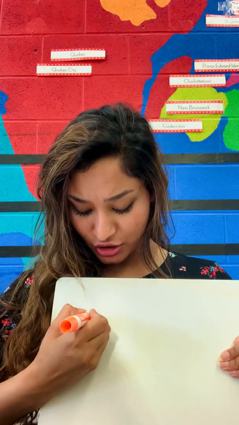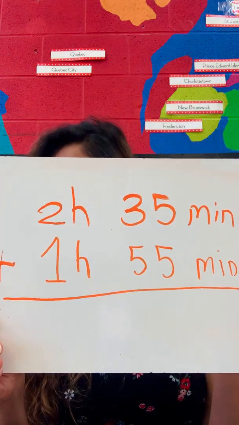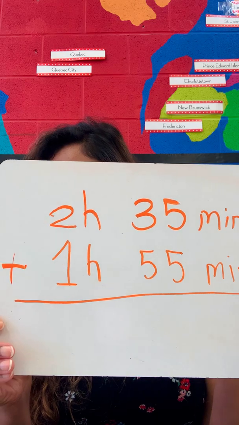So what do we need to do? We need to add up 2 hours. I'm going to write it first, 2 hours. And as I'm doing it, can you do it with me, please? 2 hours, 35 minutes, and we need to add 1 hour and 55 minutes. Okay, so let's add up our minutes and our hours and see how much time he took.